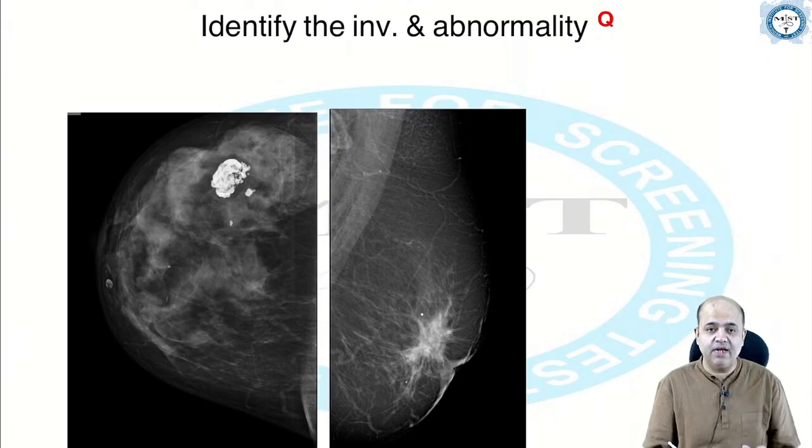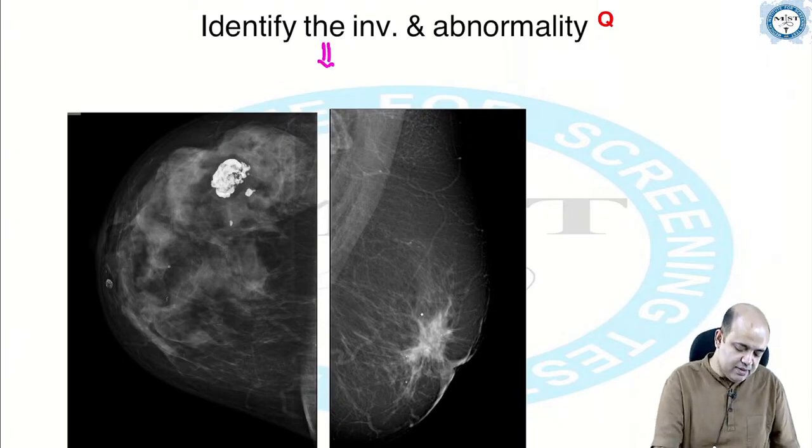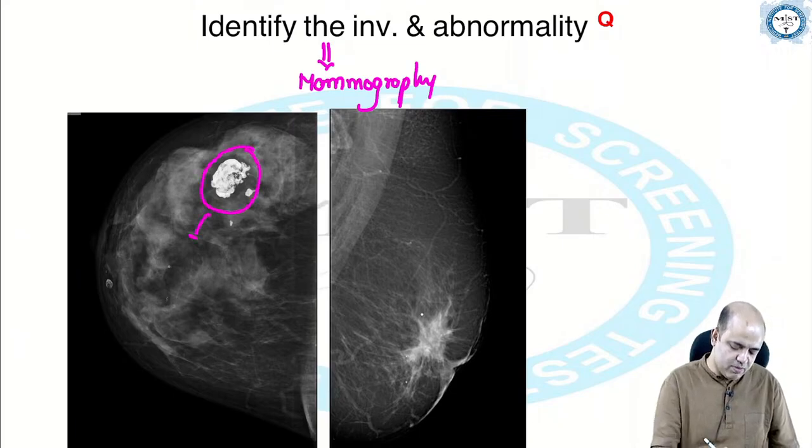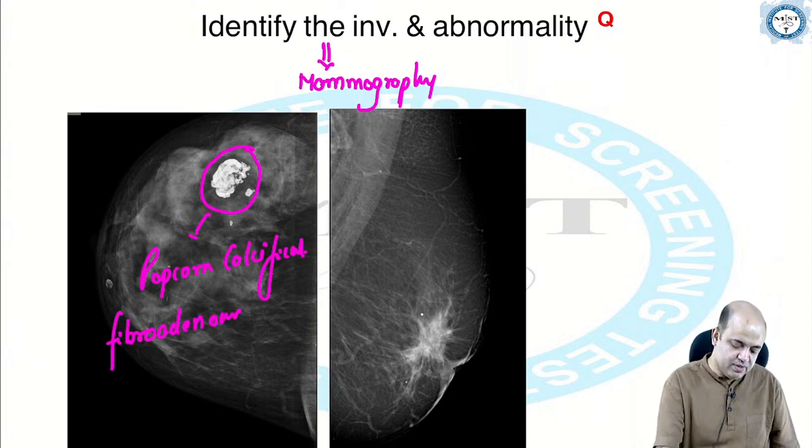Examiners have asked about the investigation. They have asked about the abnormalities. So the investigation is the mammography. Mammography, isn't it? And this is a popcorn calcification. This is a benign fibroadenoma. Popcorn calcification. This is a fibroadenoma. And what do we see?